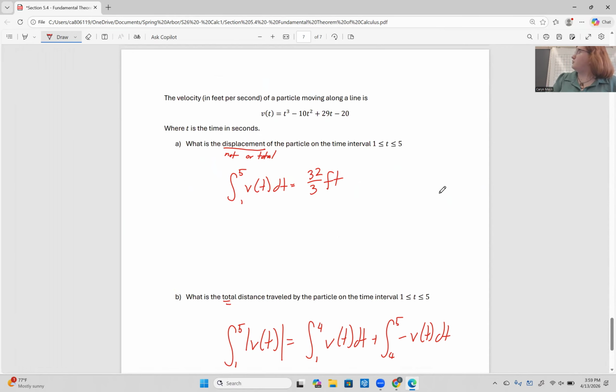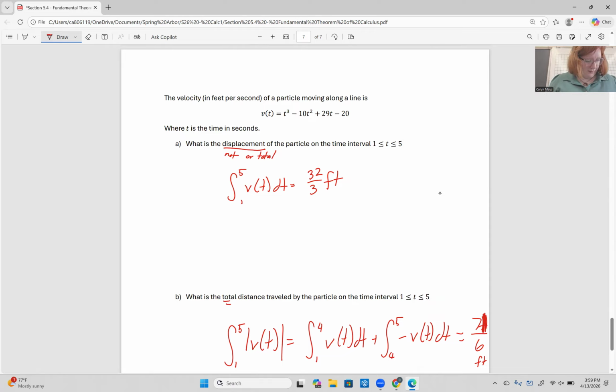And if I actually plugged in my function, we know how to take integrals of a polynomial. So again, leaving for you guys to practice, but what you should get at the end is 71 sixths feet.